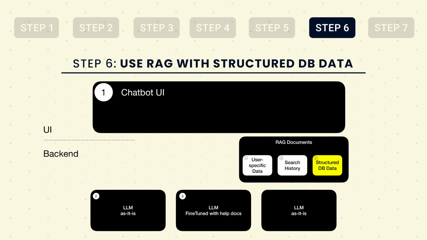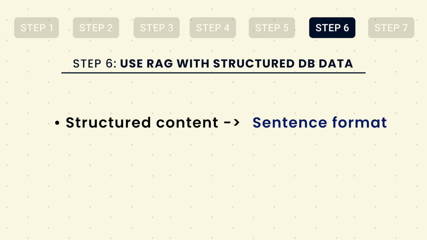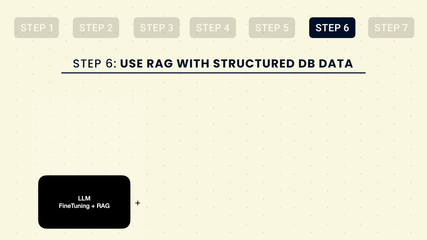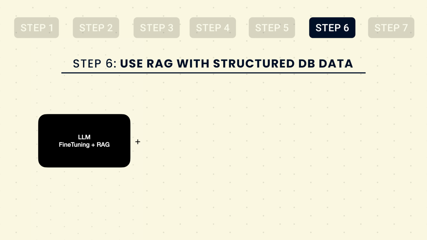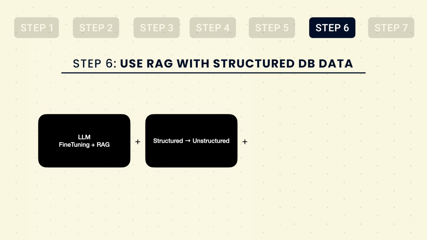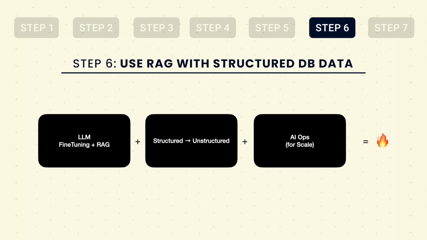In step 6, you'll use RAG with more complex, customized training that involves your internal databases, because a lot of customer data lies in structured format within your database tables. So try to convert this structured content into sentence format, since LLMs work best with unstructured texts. So for really good responses, if you mix fine-tuning and RAG, convert structured to unstructured, and you manage the AI ops part of it for scale, then it's all sorted.